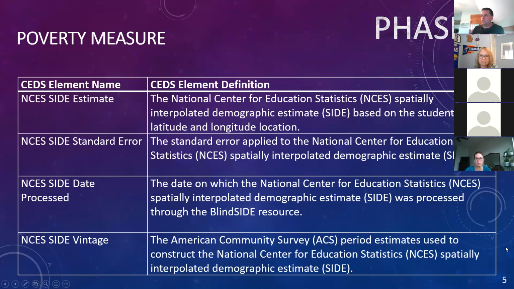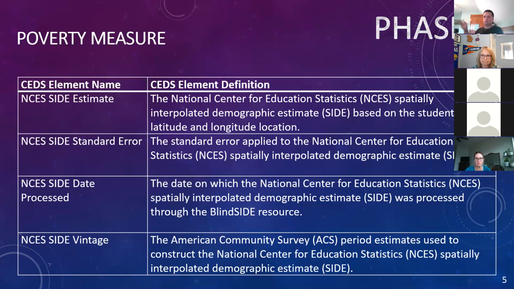And for those that are not familiar, the third use case is the poverty measure, which if you just read the first definition, it's the NCES spatially interpolated demographic estimate, which is based on the student's latitude and longitude location using their address. So NCES is working on using the address of the student, the ability to use that latitude and longitude of that address, and then using the American Community Survey, determine an estimate for their poverty level within that general area. Using that specific latitude and longitude, they can create an estimate. And so it's all working towards being an alternate method of identifying poverty.